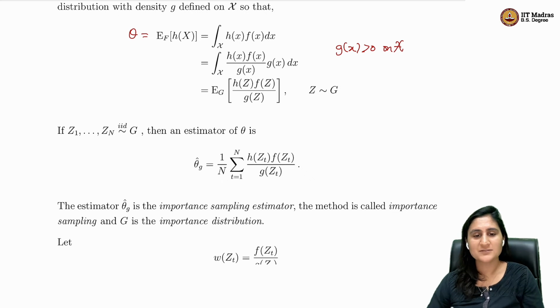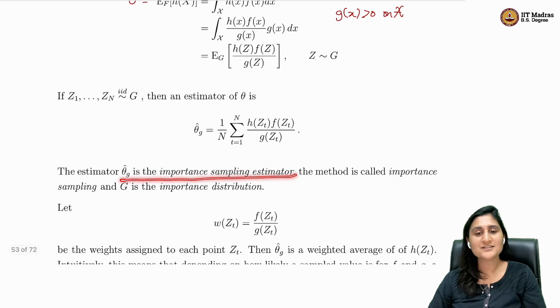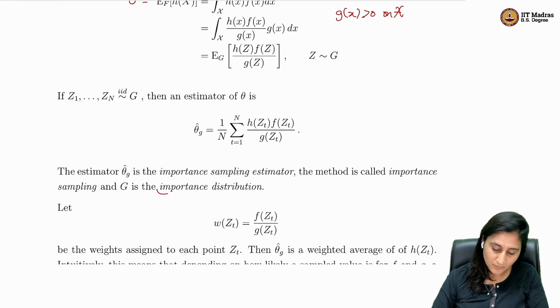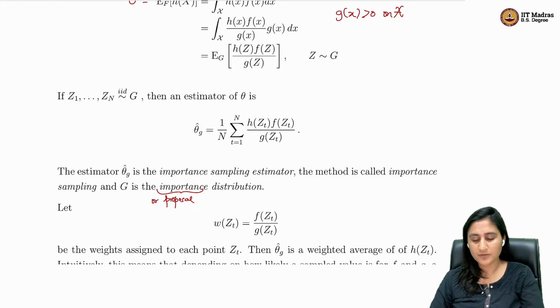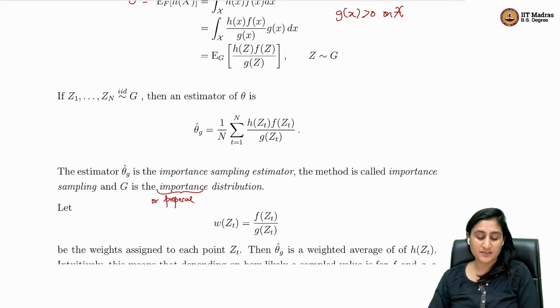All right? That is my importance sampling estimator. The estimator theta hat G is the importance sampling estimator, and the method is called importance sampling, and G is called the importance distribution. I will often also call this the proposal distribution, the importance proposal. So what is actually going on in this situation?